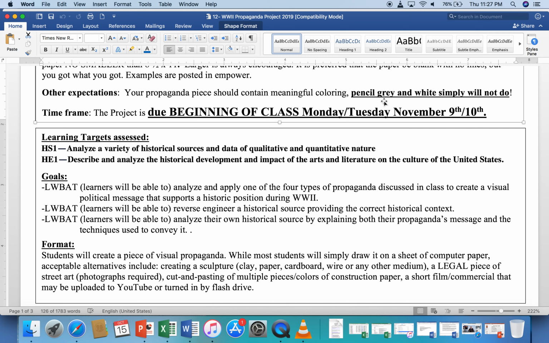An excellent example of this is really using black, white, and red because those are the colors on the Nazi flag. It makes sense for you to produce a propaganda piece about Nazis in World War II using Nazi colors, but you're doing so meaningfully and it serves a purpose. And that's what I'm looking for here, not just a pencil scratching and a whole bunch of white and gray.